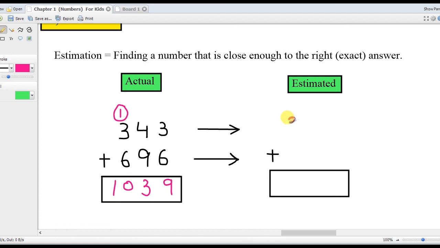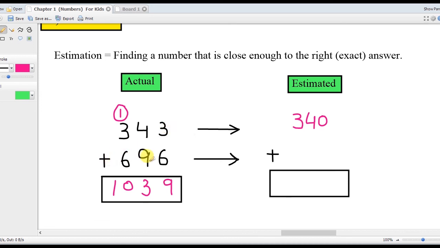So I'm going to round it off to the nearest 10, 340. Right? Why? Because 340 is quite close to 343. But if I round it off to the nearest 100, then it will become 300. So there is a huge difference between 300 and 343. Right? So always try to round off to the nearest numbers.